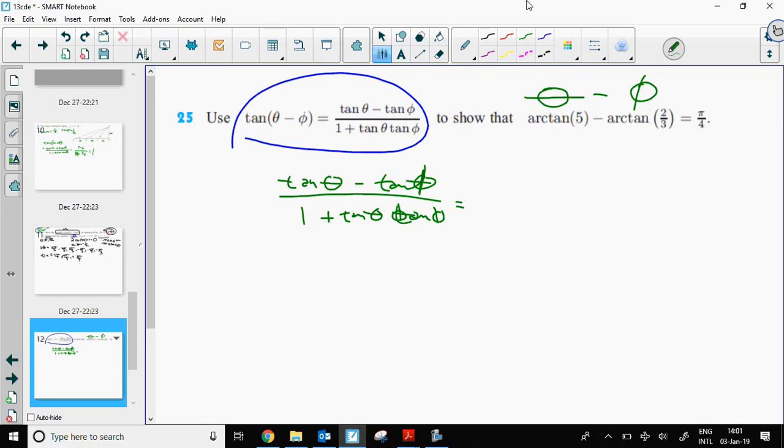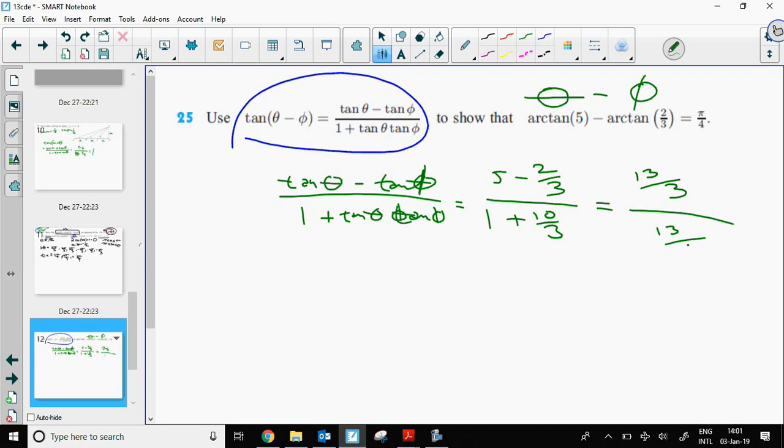So we can sub that in here. We've got 5 minus 2/3 divided by 1 plus 5 times 2/3. Simplify everything here. On top, that's 15/3 minus 2/3, which is 13/3. On the bottom, we got 3/3 plus 10/3. Hey, that's also 13/3. Well, surprise, surprise, it's all equal to 1. So we've just worked out that the tangent of theta minus phi is equal to 1.